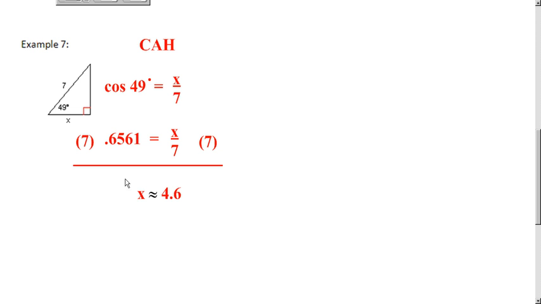And the biggest thing here, just a way to think that your answer is correct, is this should be less than 7. Why should it be less than 7? Because 7 is our hypotenuse. It is side C. It is the longest side of the triangle.